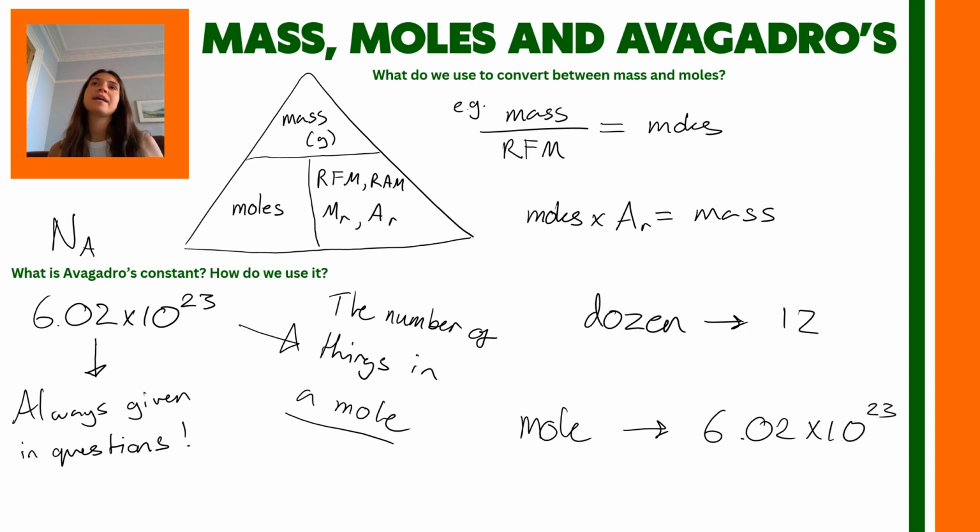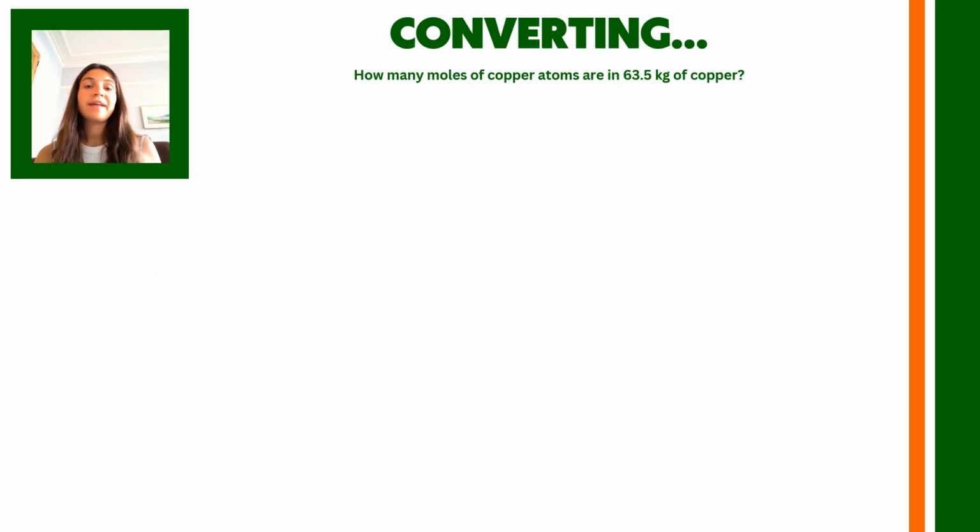So just like the number of things in a dozen is 12, the number of things in a mole is 6.02 times 10 to the 23. So a lot more things in a mole, but still it works in the same way. Okay, so let's use it.